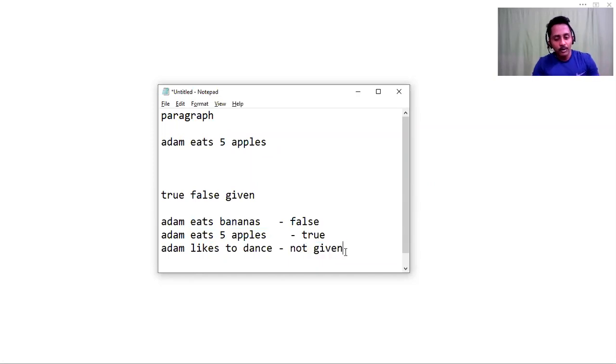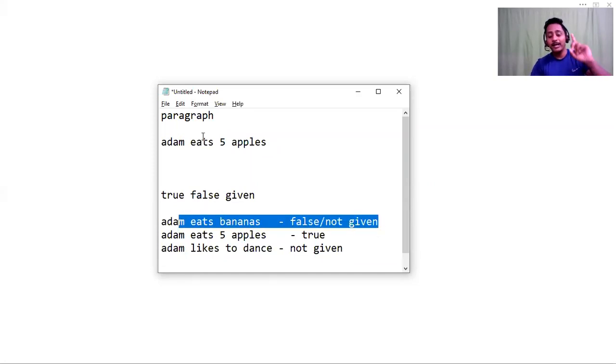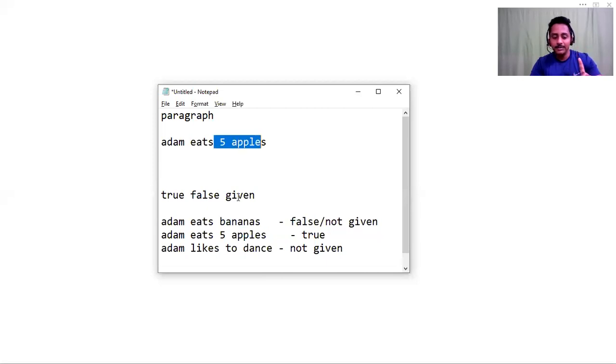Where people go wrong? Not given, they'll get it. True, they get it. Adam eats banana. This is the problem. This is the most difficult thing in IELTS that takes away your dream score of 8 points. If you can get this: Adam eats banana, Adam eats apples. What he eats is given, it cannot be banana. What he eats is given, it cannot be not given. It is given, it's either true or false. He eats apples, not bananas, it has to be false.